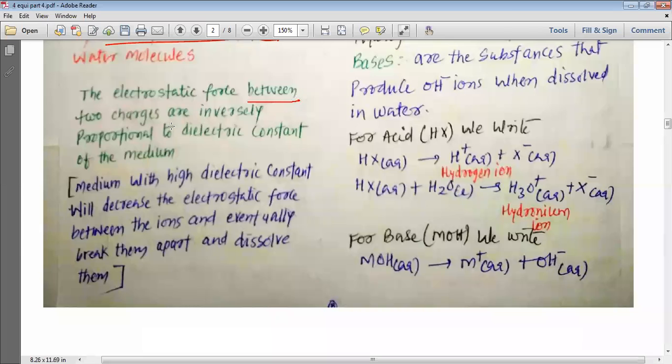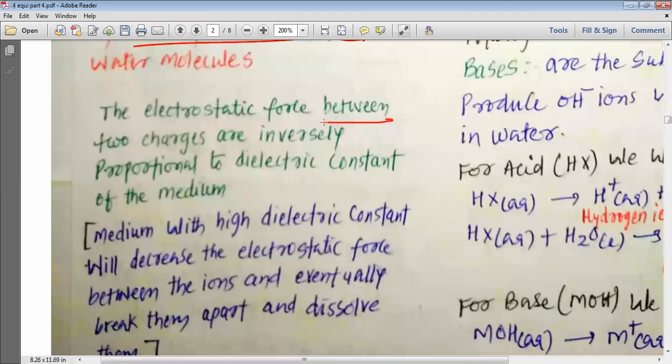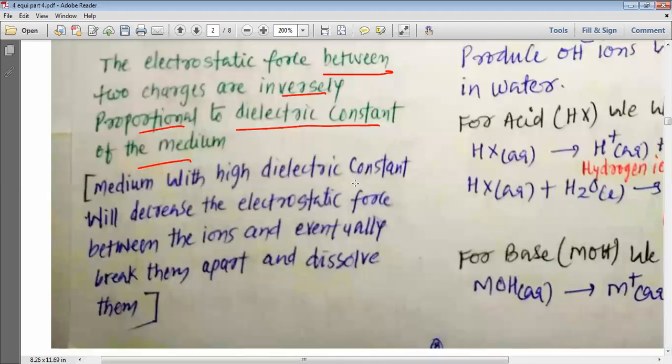The electrostatic force between two charges, that is the positive ion and negative ion, is inversely proportional to the dielectric constant of the medium. The dielectric constant is a measure of the ability of a medium or electrolyte. The electrostatic force between two charges is inversely proportional to the dielectric constant of the medium. So the higher the dielectric constant of the medium in which you put the ionic crystal, the more the electrostatic force of attraction decreases.